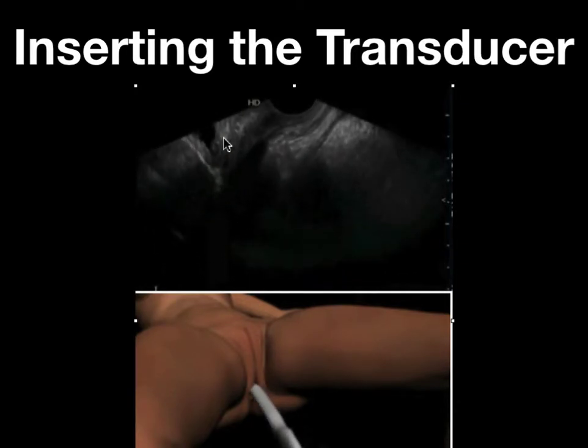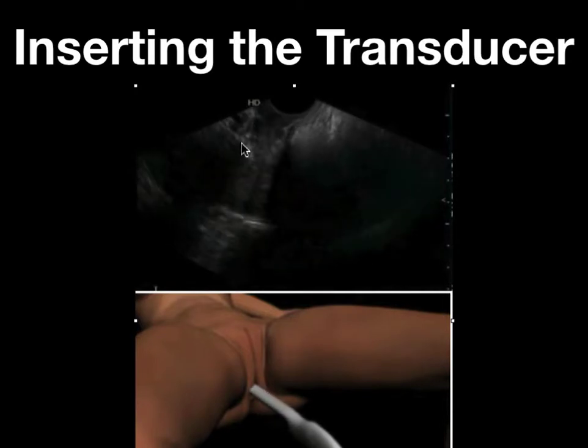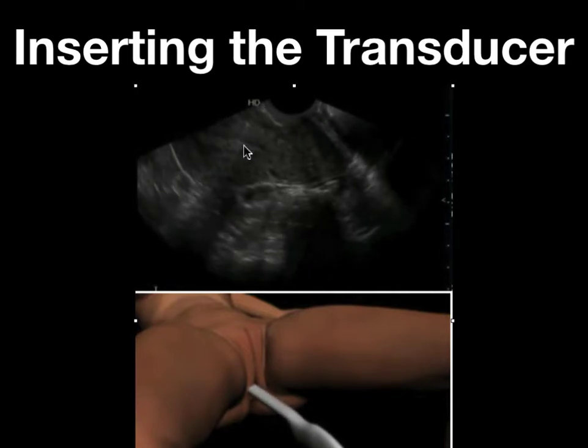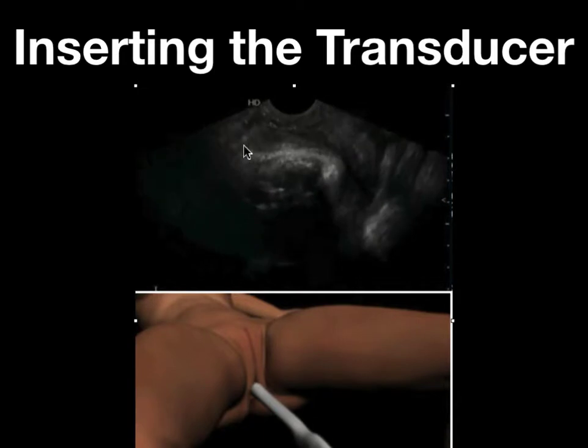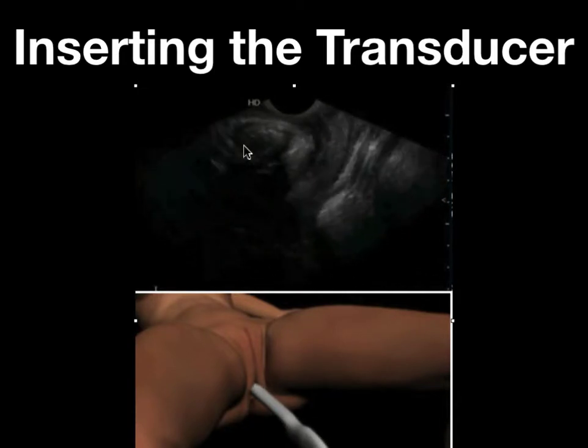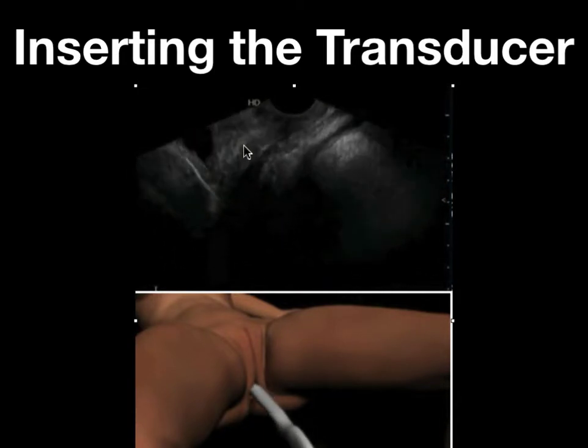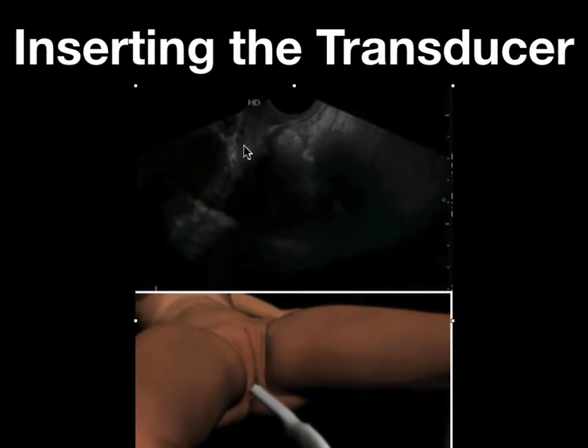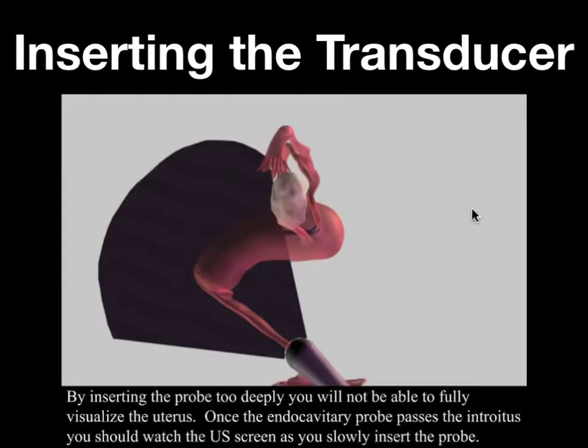And you can see once the lower uterine segment is recognized, you're able to then go from side to side, as well as angle the transducer up and down in order to bring the uterus into the central part of the screen. Don't perform this exam the same way that you perform a vaginal speculum exam. If you insert the probe too deeply here, you're not going to be able to fully visualize the uterus, particularly one that's anteverted or one that is retroverted.